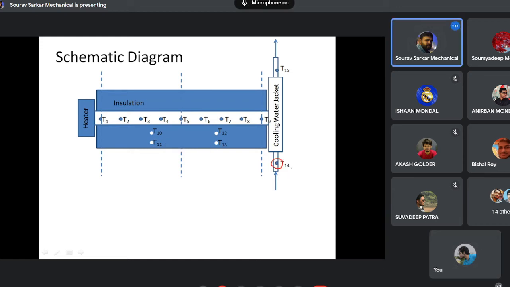Right. At what temperature it is coming to the cooling water jacket and at what temperature it is leaving the system. From that, I can quantify what is m Cp delta T. T out minus T in. From that, I can quantify how much heat is being released.